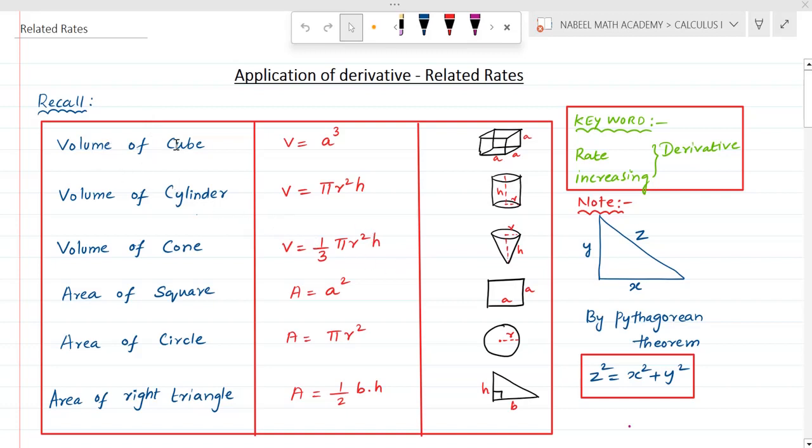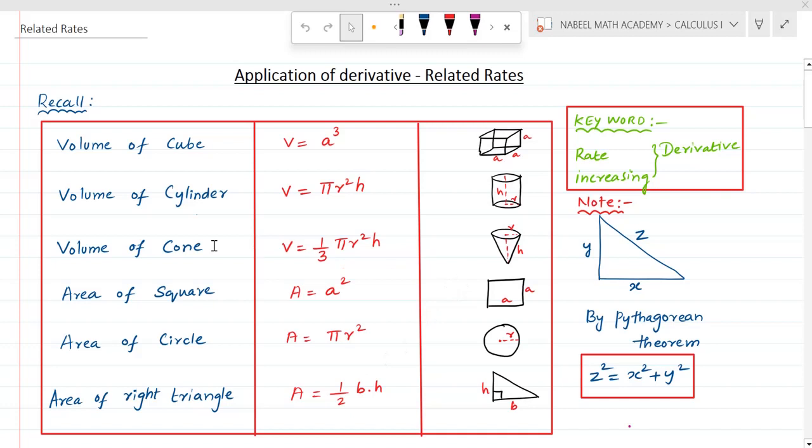Here, the volume of a cube is the side cubed. This is a cylinder where the volume is V equals pi r squared h, and here the volume of a cone is V equals 1 over 3 pi r squared h. So this is the cone. And here the area of a square is a squared, the area of a circle is pi r squared, and the area of a right triangle is half into base into height.